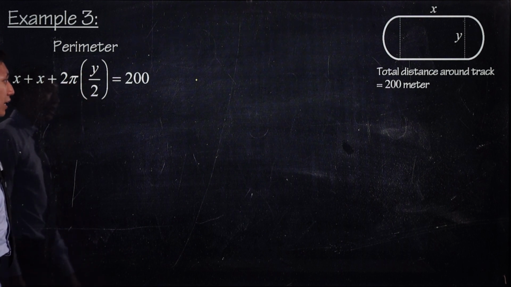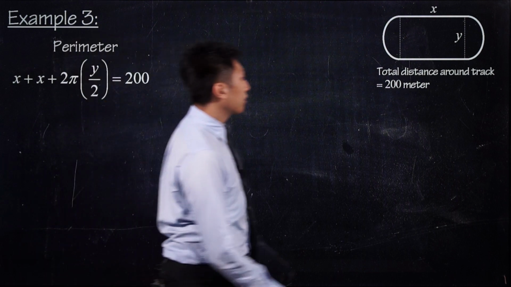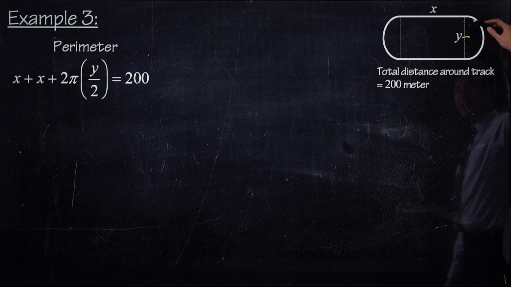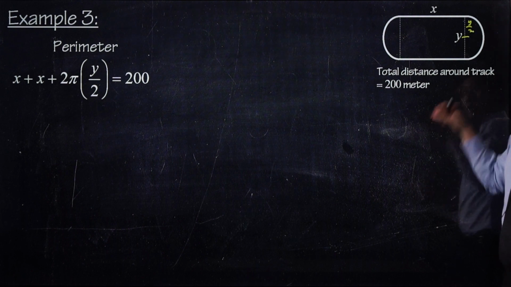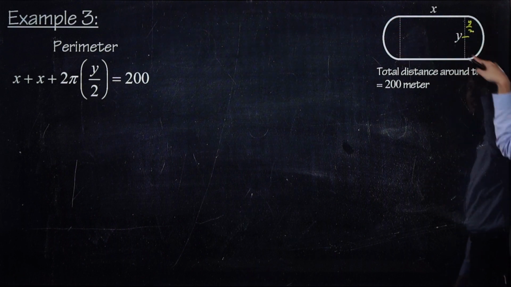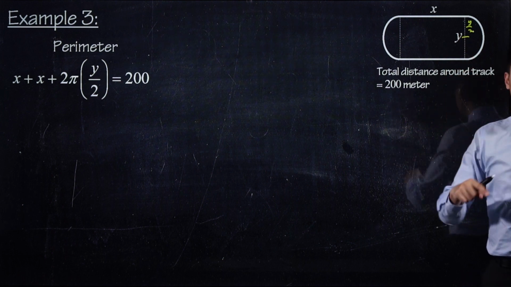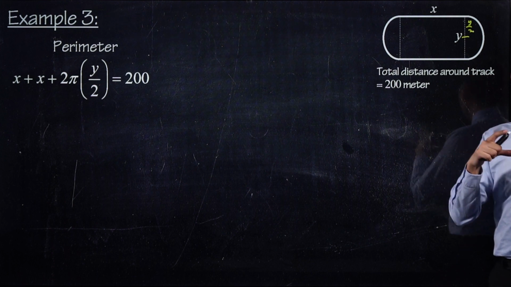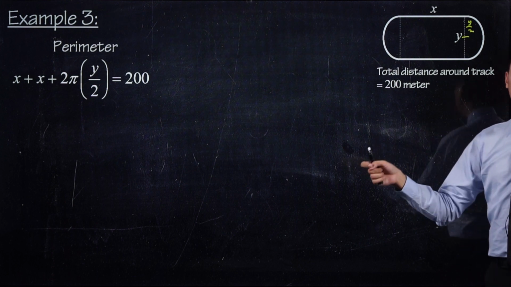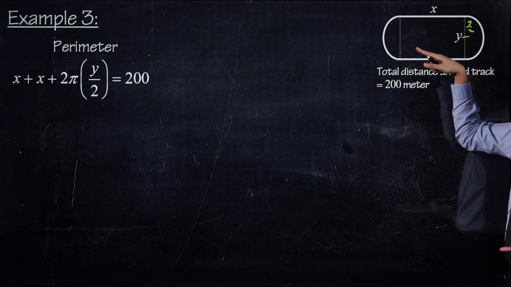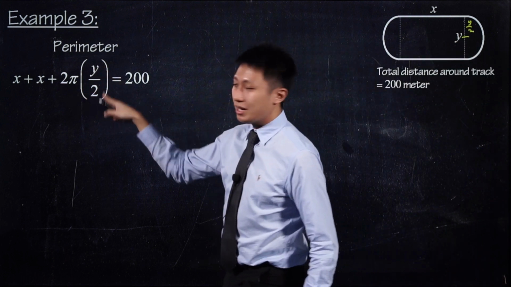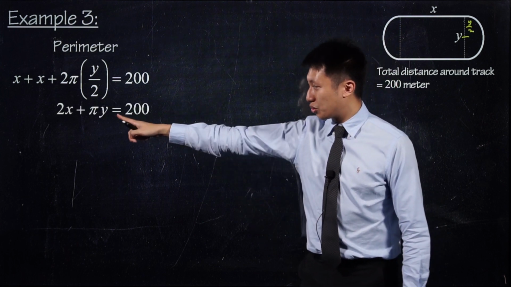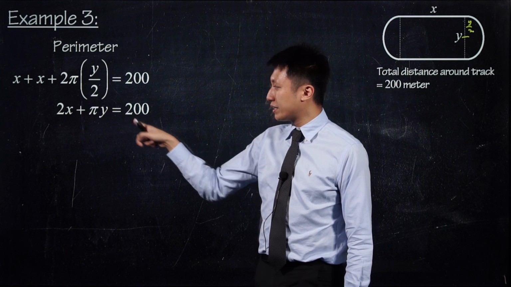What am I doing here is that this is y, then half of it is y over 2. Then this semicircle plus this semicircle will become one circle. For a circle, the perimeter is what? 2 pi r, 2 pi times this one. So that's what I get. I simplify it nicer: 2x plus pi y is equal to 200.